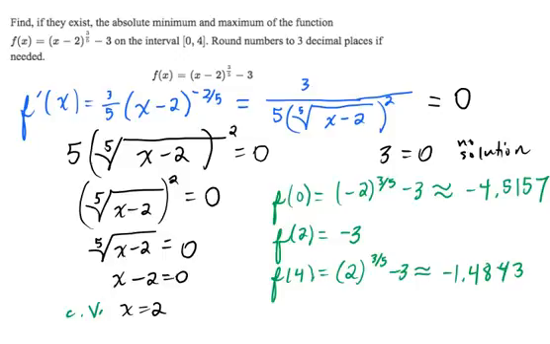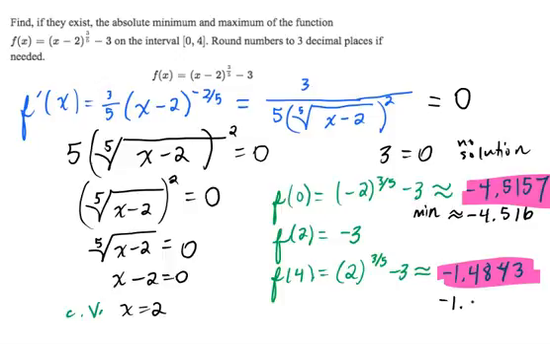Okay, so we have negative 4.5, negative 3, and negative 1.4843. So this should actually be the maximum there. And the smallest of these numbers is this one. That would be the absolute min. We need to round to 3 decimal places, so I would round this minimum to negative 4.516, and then negative 1.4843 will round down, so negative 1.484.